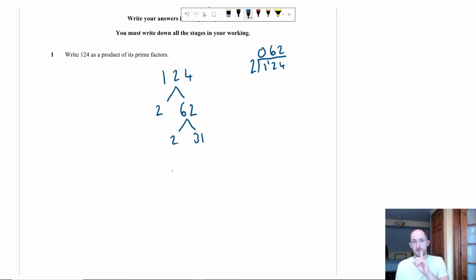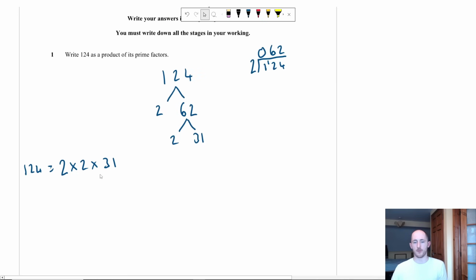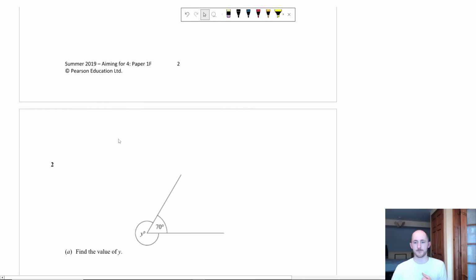Now, to actually get the full marks, you have to write this: 2 times 2 times 31. And I always like to put 124 equals. You can only get the method mark if you just do this tree. You have to actually write this last part here to get the full 2 marks. So you get 1 mark for the tree, 1 mark for the actual product.